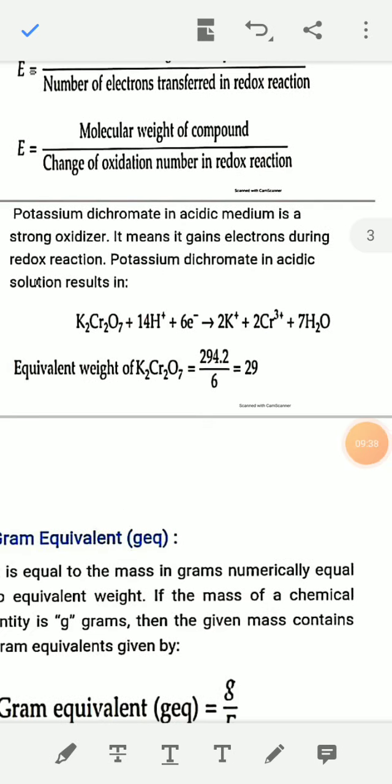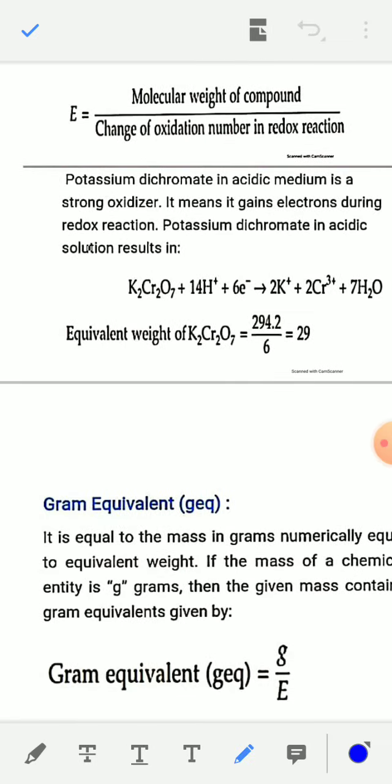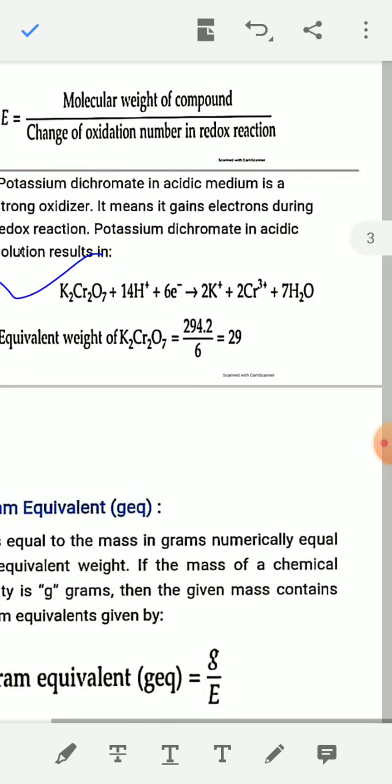So to calculate the equivalent weight of an oxidizing or reducing agent, you have to know the balanced chemical equation and how many electrons are involved in the redox reaction.